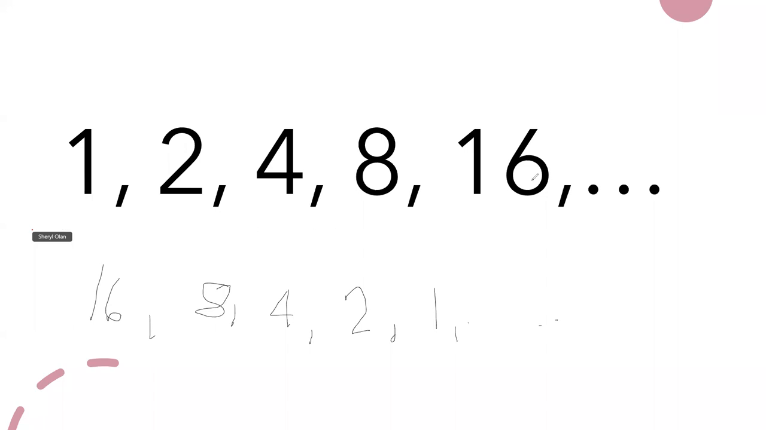Paano po nakuha yon? Sabi ko nga sa inyo, in order to find the common ratio, you just have to divide the second term by the first term. So kung kukuhanin ko tong 16 at 8, the second term here is 8. So that will be 8 over 16. And kapag nilowest term natin yan, that is 1/2.